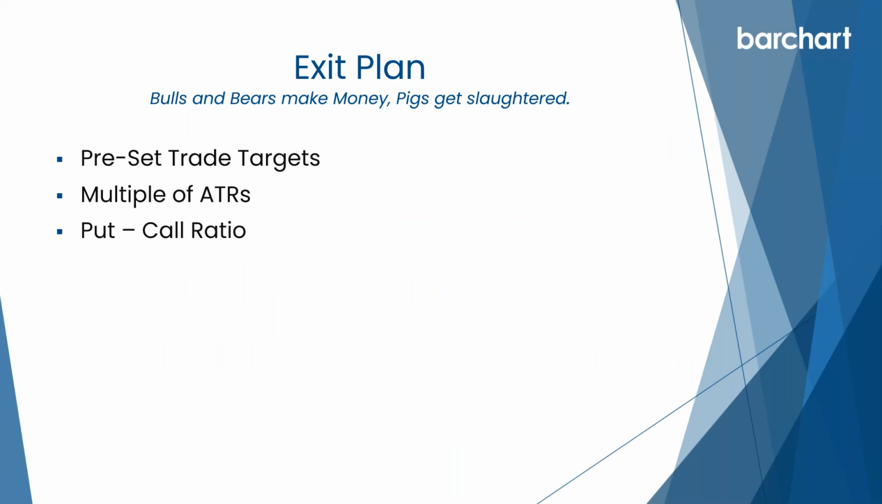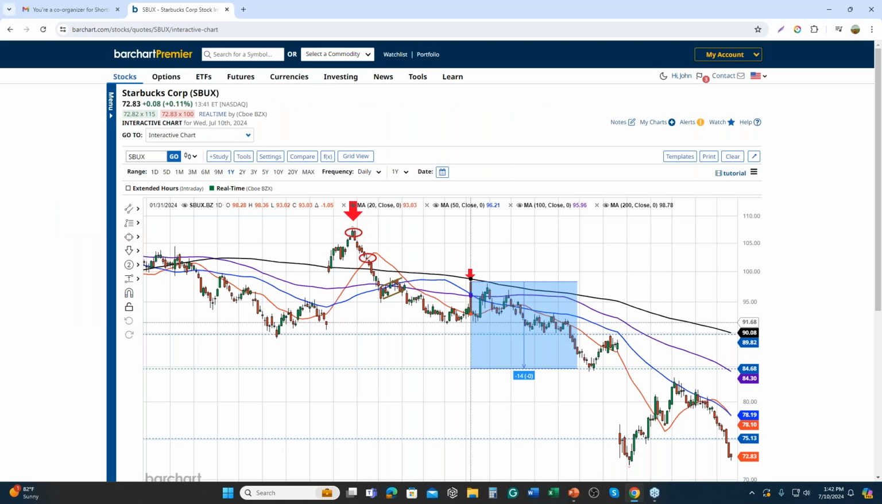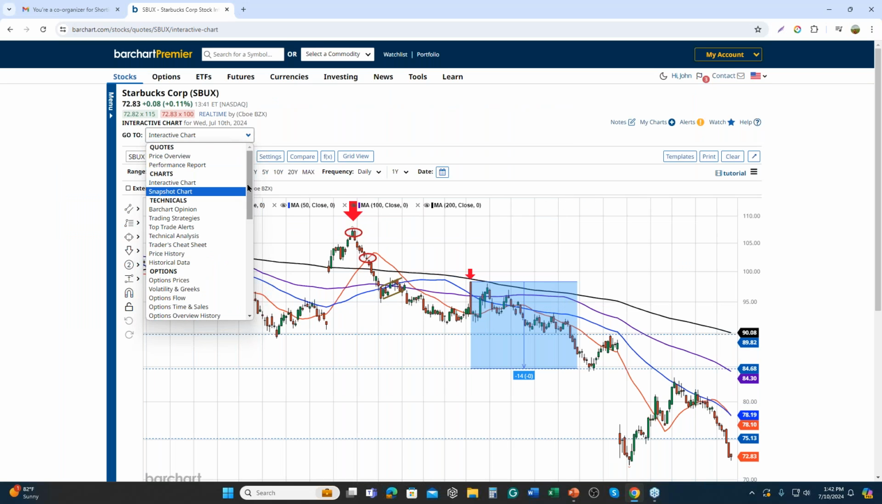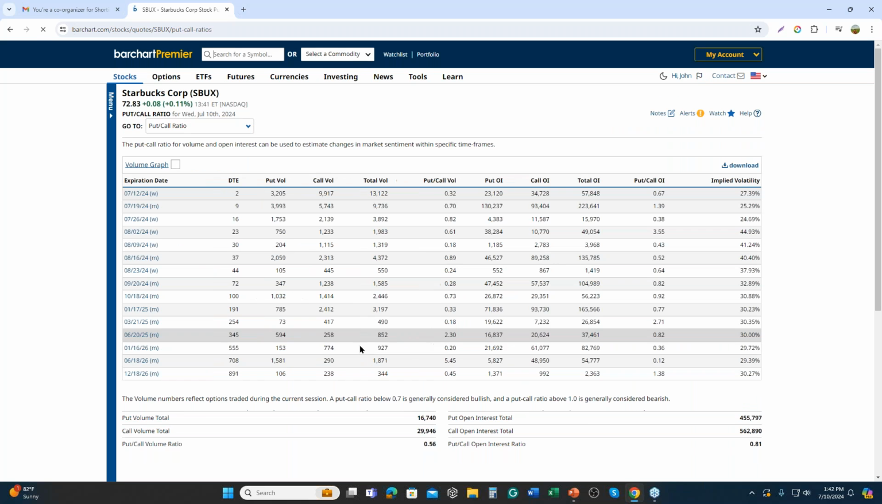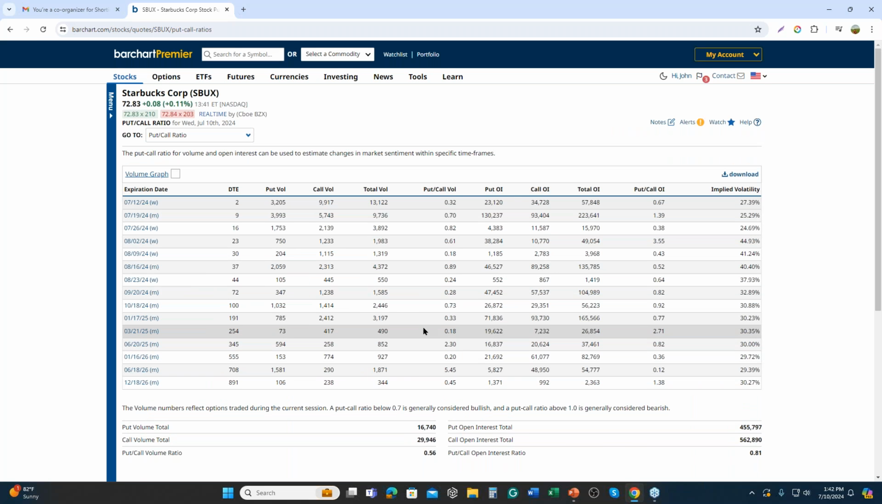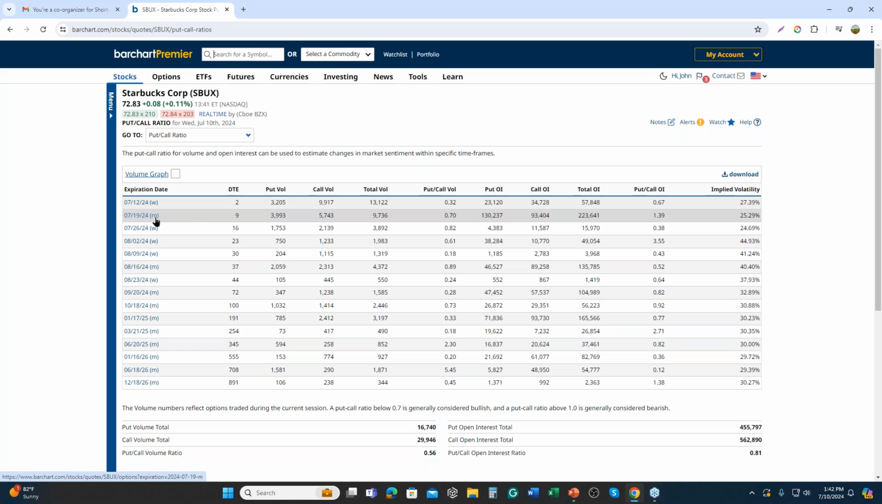Put to call ratio. Again, when I go to my individual stock, I will be watching the put to call ratio, and you can find that right here. Depending on how much time I'm going to be in a trade, or on what time of day I'm anticipating, I'm going to look at my put to call ratio in terms of volume and open interest. I tend to focus on the first monthly, and I'll watch that volume and open interest.